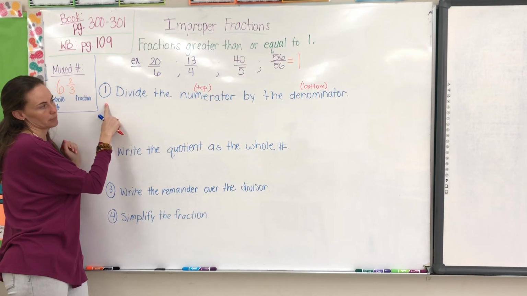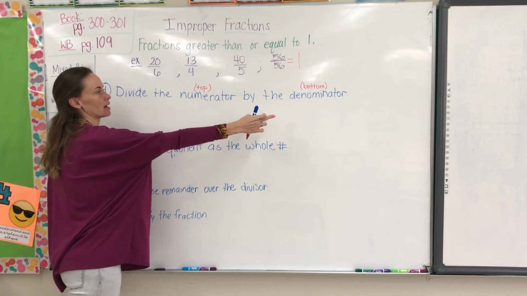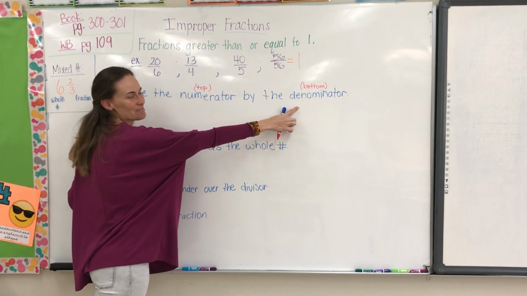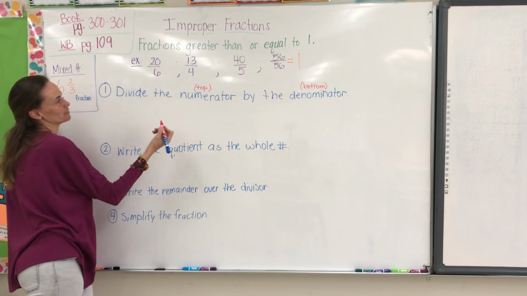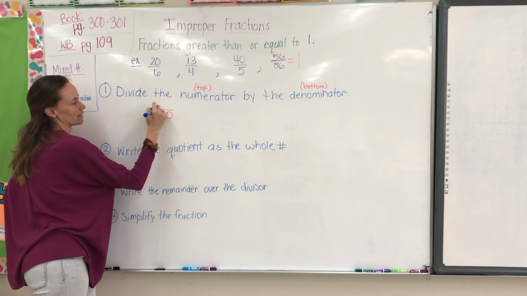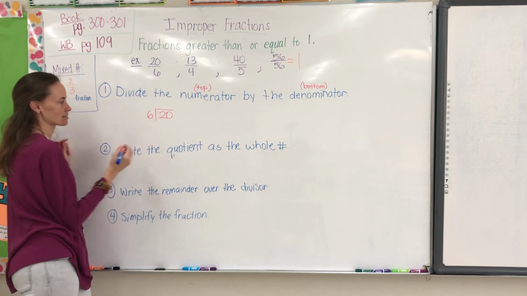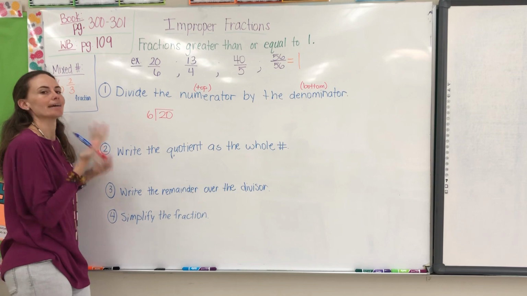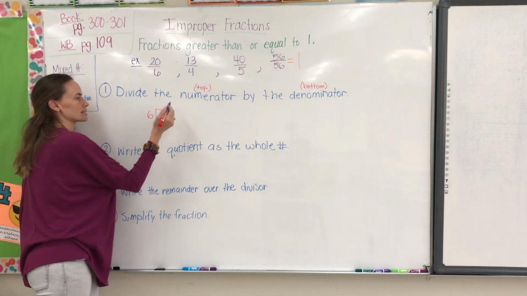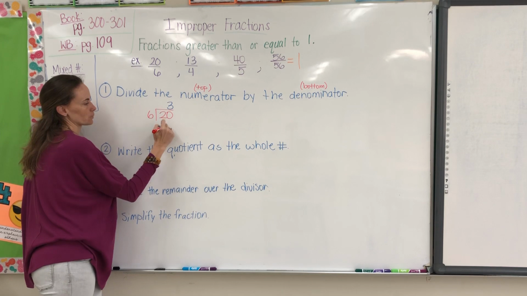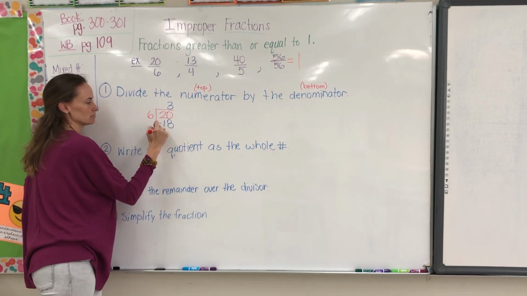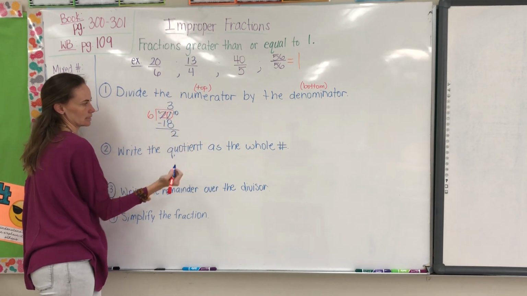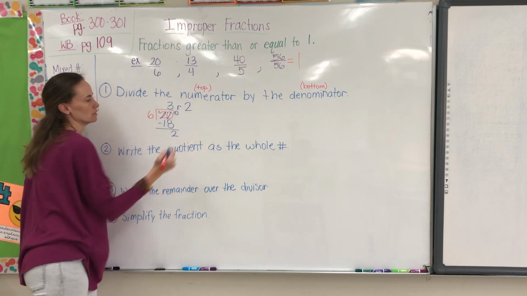20/6. So the first step is divide the numerator by the denominator. The numerator, remember, is the top, and the denominator is the bottom. So the numerator, 20, divided by the denominator, 6. Can 6 go into 20 evenly? No, but we're going to get as close as possible. So we know that 6 times 3 would give us 18. We subtract. 20 minus 18 is 2, so our answer would be 3, remainder 2.